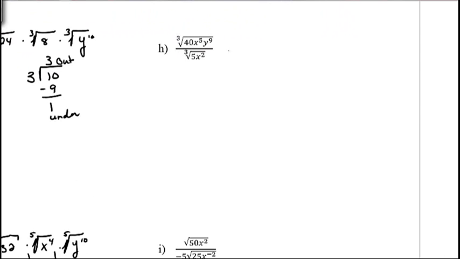And in order to put this all underneath the same root, you have to make sure your roots are the same. They were in that last example, and they are here as well. So we have the cubed root of 40x to the fifth y to the ninth divided by the cubed root of 5x squared. So we're going to do this division underneath the same cubed root, 40x to the fifth y to the ninth divided by 5x squared.